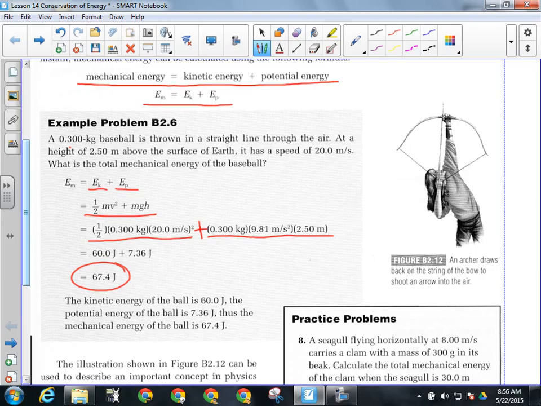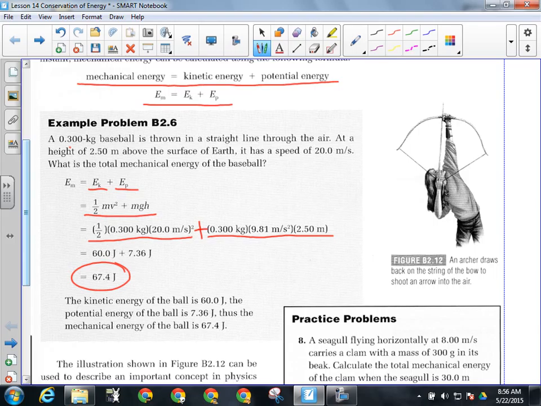As it moves upwards, it's what? It's going to have less. Because if you shoot something straight up in the air, as soon as it would leave the bow, it would be slowing down. Right? Because gravity would be pulling it back. Now, it may be going slower and slower and slower, but it's also getting higher and higher and higher. So while its kinetic energy is decreasing, its potential energy is increasing.